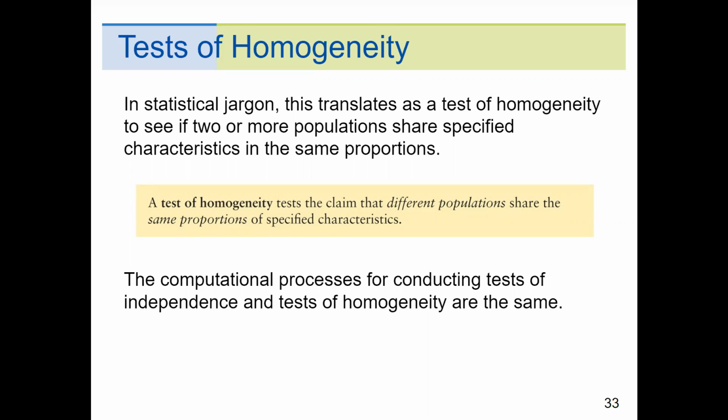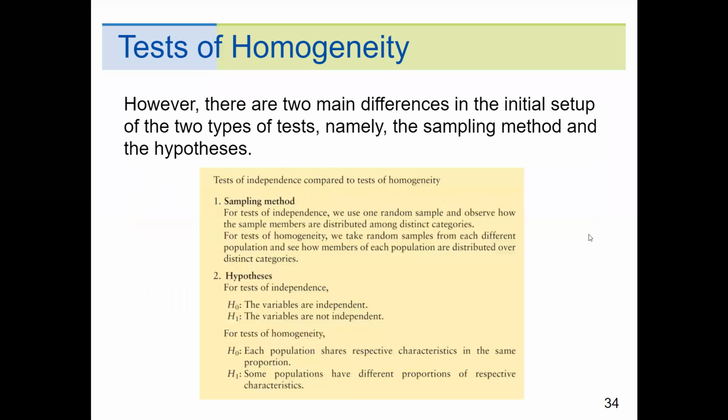The computational processes for conducting tests of independence and test of homogeneity are the same. However, there are two main differences in the initial setup of the two types of tests, namely the sampling method and the hypotheses. Go ahead and read those for yourselves. Take note of what you need to take note of.